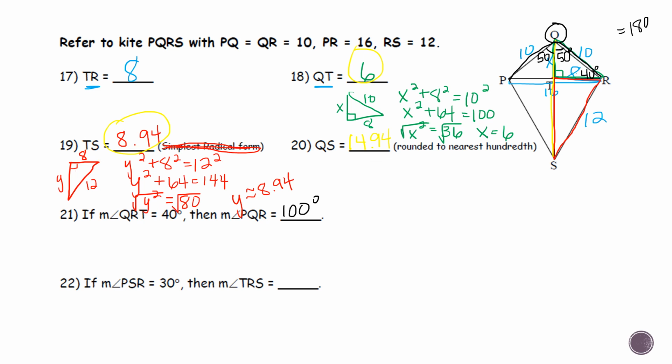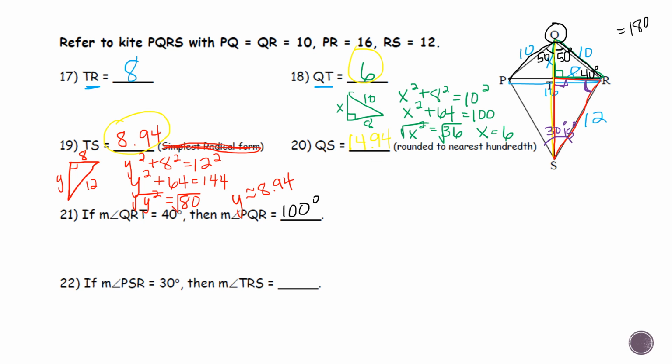Okay, now lastly, PSR. So PSR, this whole thing right here is going to be 30 degrees. We need to find TRS. Okay, so we want to find this little angle right here. That's my unknown. Again, this vertical diagonal is going to bisect that bottom angle and the top angle. So this little angle in here is just going to be 15 degrees.